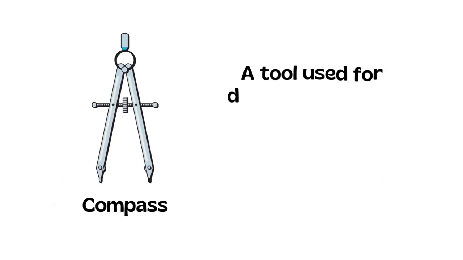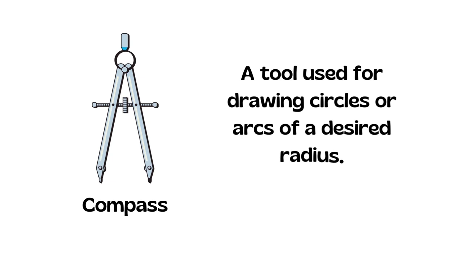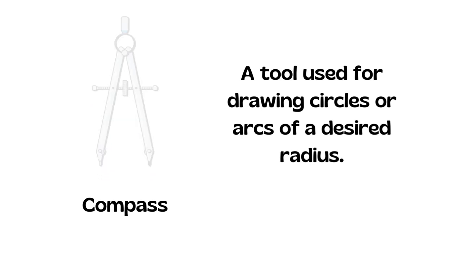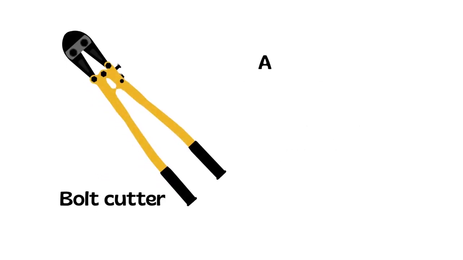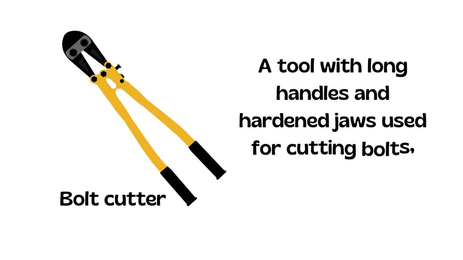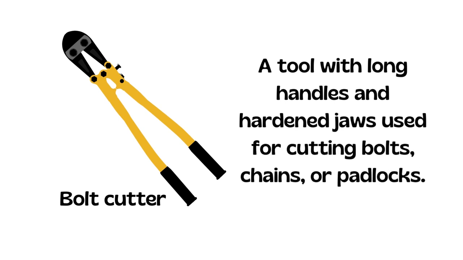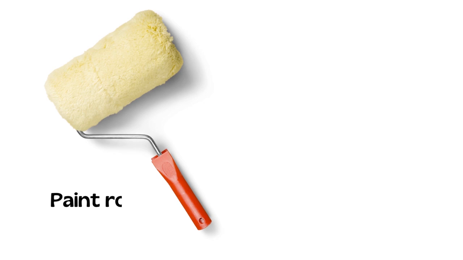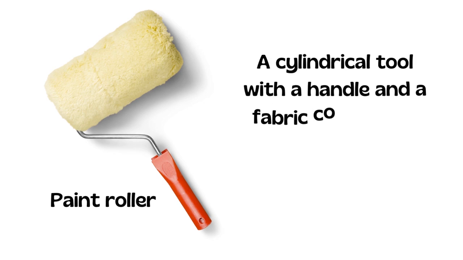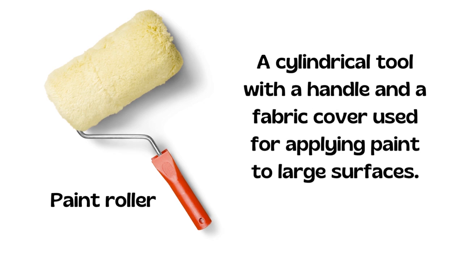Compass, a tool used for drawing circles or arcs of a desired radius. Bolt cutter, a tool with long handles and hardened jaws used for cutting bolts, chains, or padlocks. Paint roller, a cylindrical tool with a handle and a fabric cover used for applying paint to large surfaces.